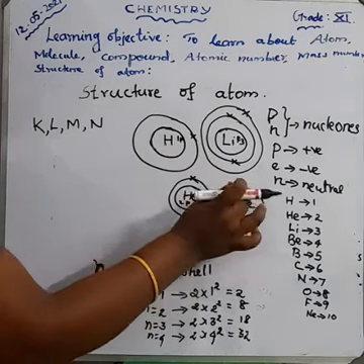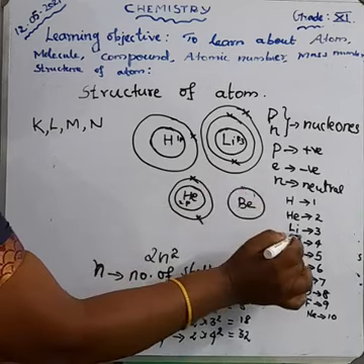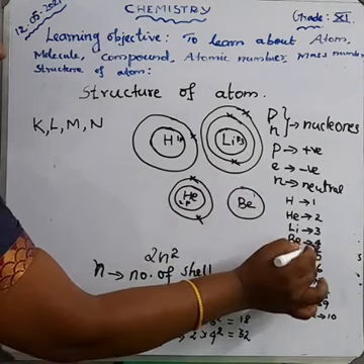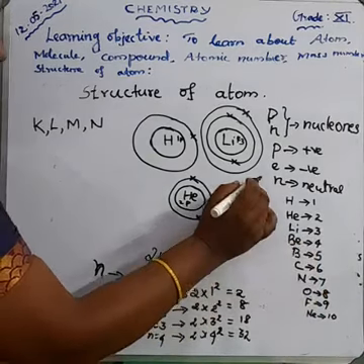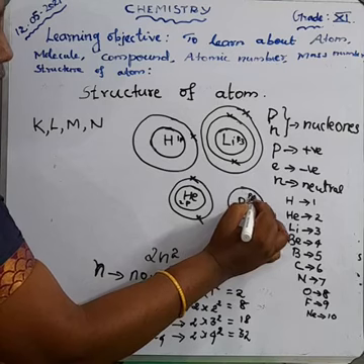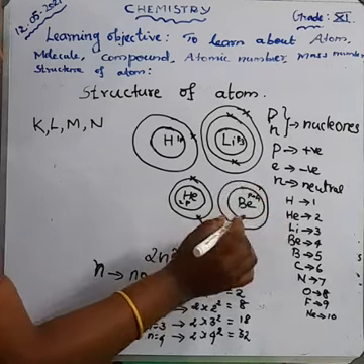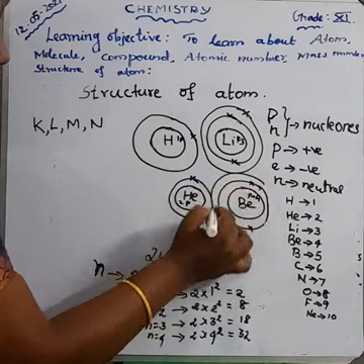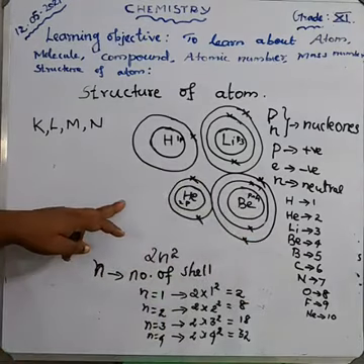Beryllium nucleus. The atomic number of beryllium is 4. So how many protons does the beryllium atom have? 4. How many electrons? 4 electrons. Number of protons 4, number of electrons 4. So for beryllium, the first orbit has 2 electrons and the second orbit has 2 electrons.